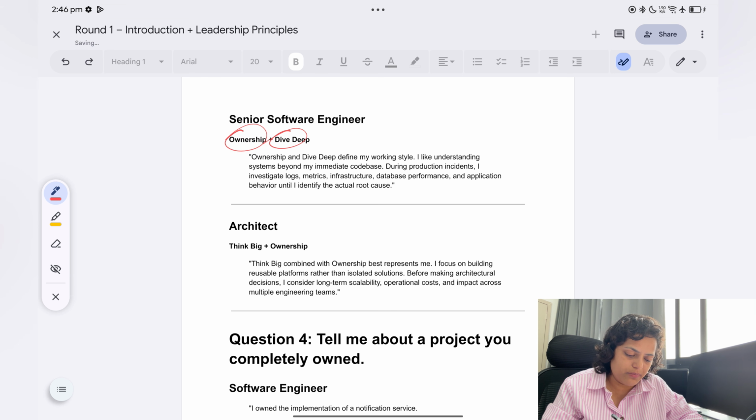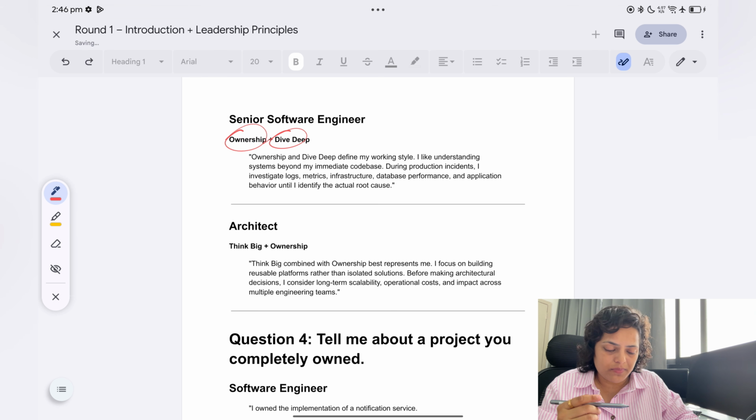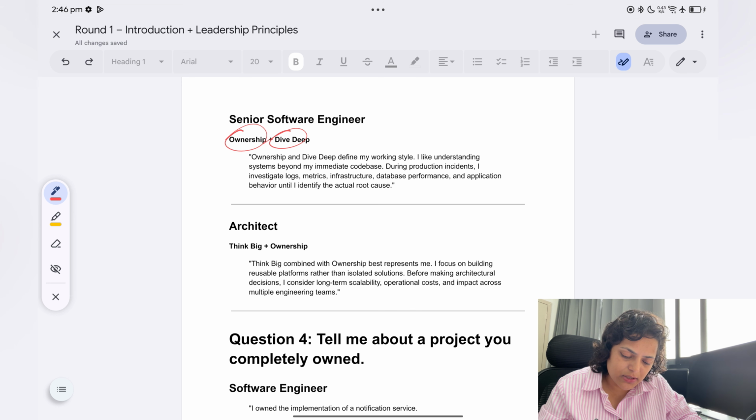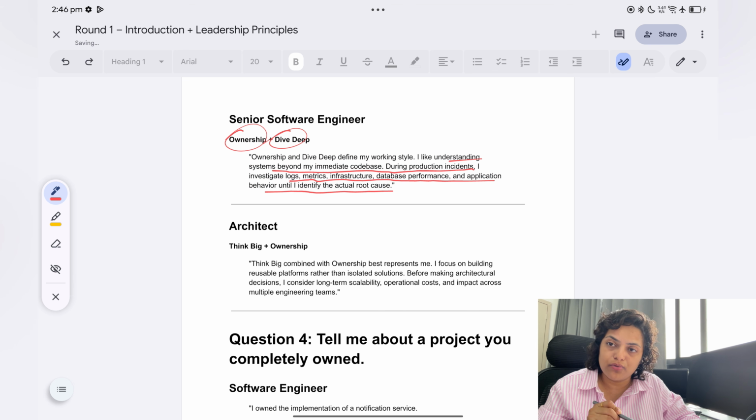Now, what will a senior software engineer say? He will say ownership plus dive deep. Ownership and dive deep define my working style. I like understanding systems beyond my immediate code base. During incidents, I investigate logs, metrics, infrastructure, database performance, and application behavior until I identify the actual root cause.